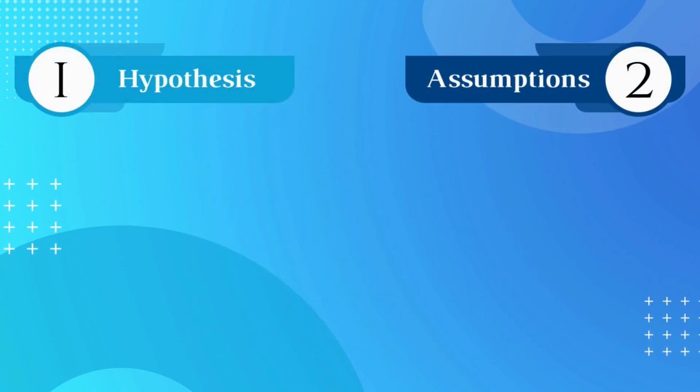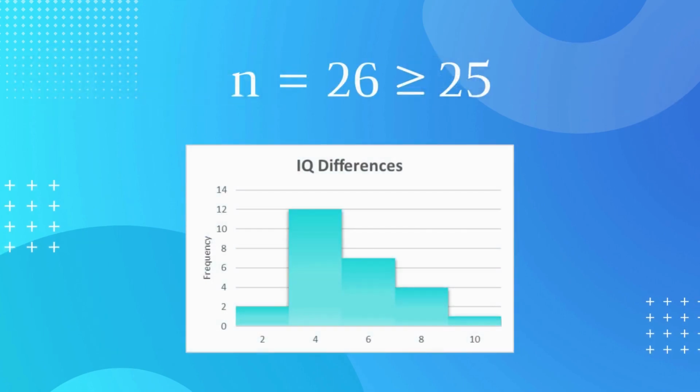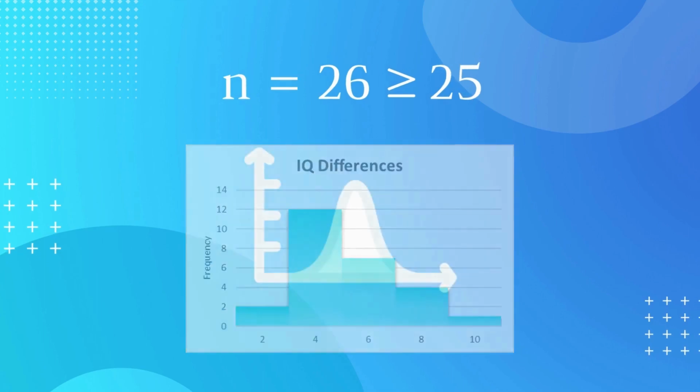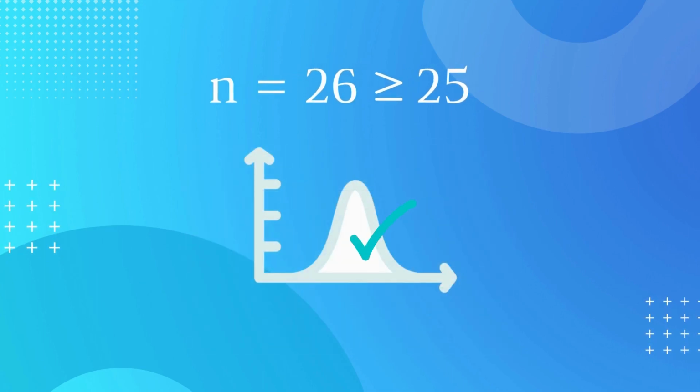Next, the assumptions. For the first assumption, we can assume that the differences are independent, as the same sample of people were tested before and after training. Second, we need to check that the differences between all the observations are normally distributed. As the sample size of the differences is also 26, we can use the central limit theorem. However, I've also added the histogram of the differences, and we can see that the differences do have a bell-shaped curve. Hence, we have confirmed all the assumptions and may continue with the hypothesis test.